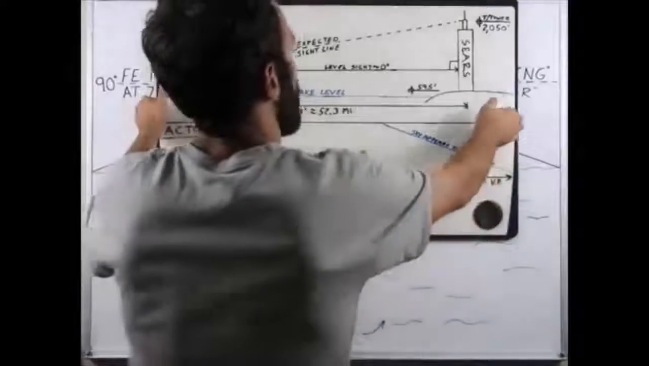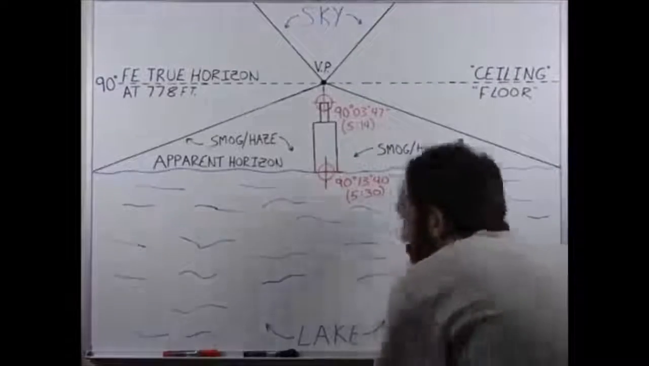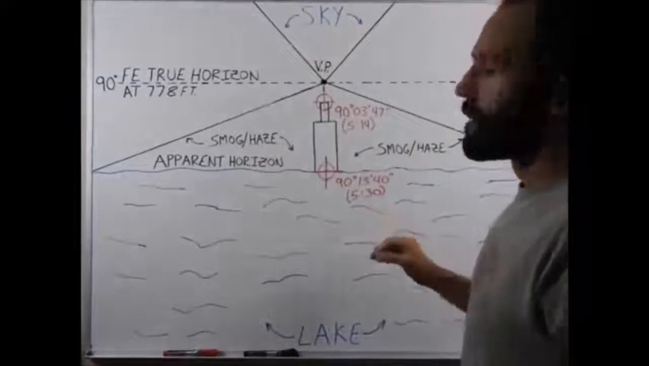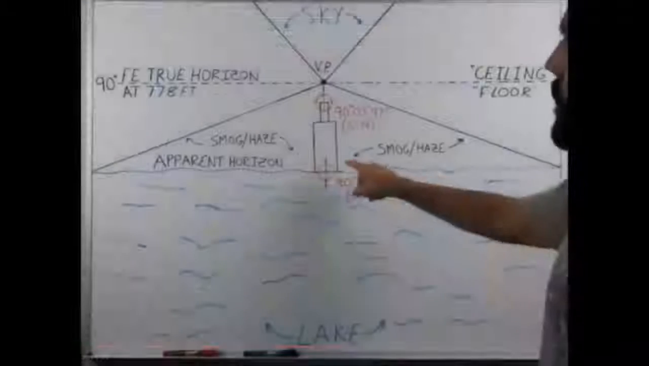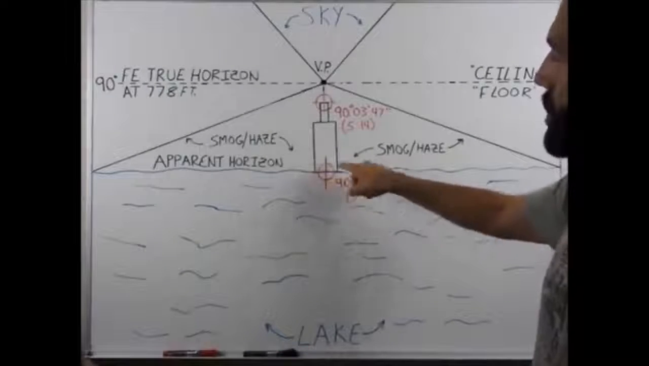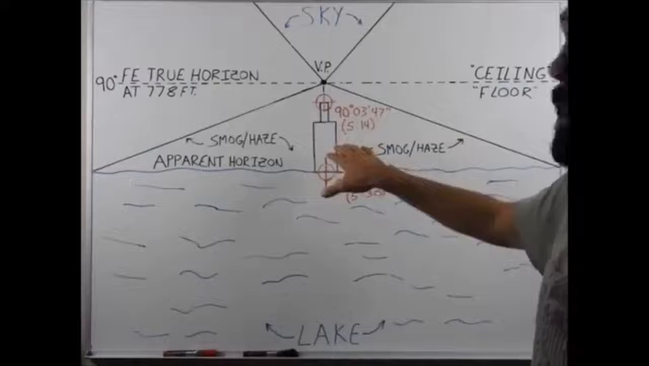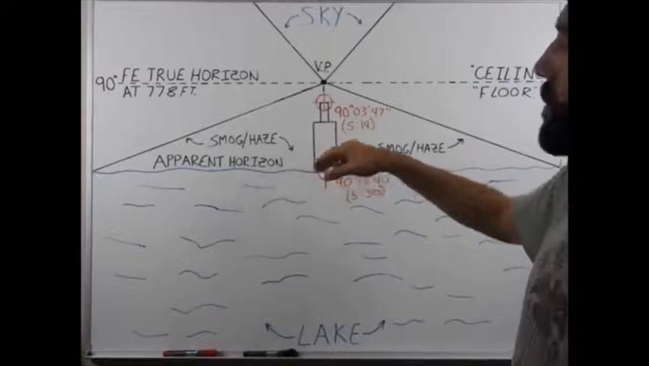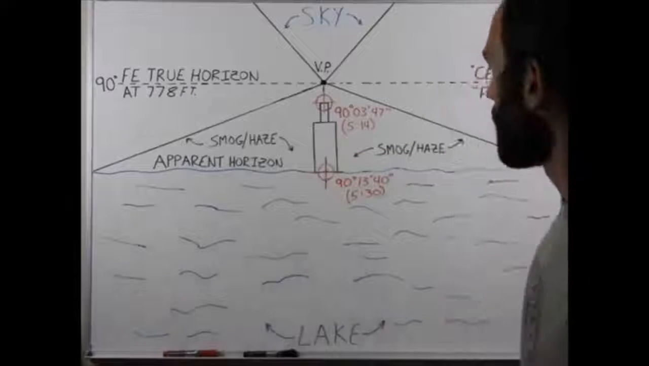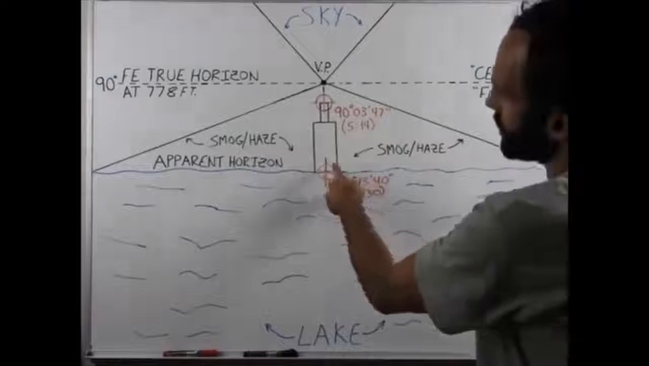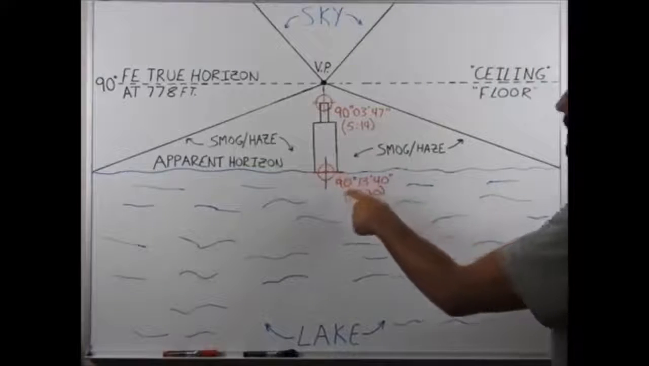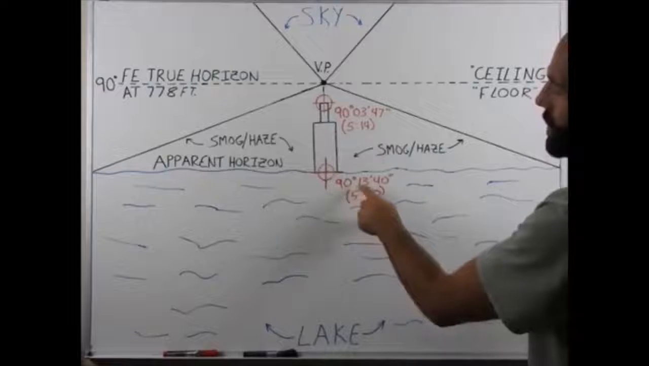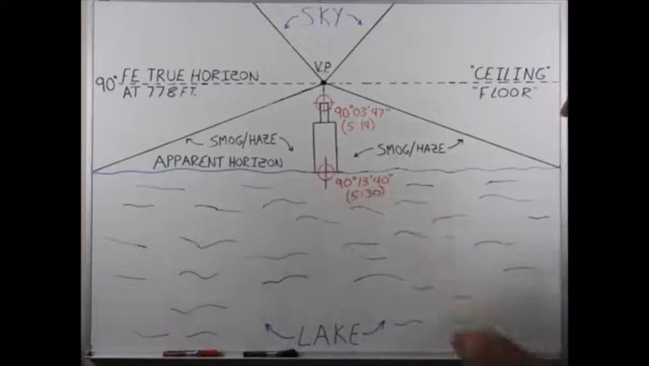So if you watch the video, I've set this board up here based on what you saw at about 5 minutes and 30 seconds. He showed a shot through the theodolite of the crosshair right down here at the base of the building. This is looking across Lake Michigan, okay, from Warren Dunes Park at an elevation of 778 feet. He shot down here to determine the distance to the horizon, and he got an angle of 90 degrees, 13 minutes and 40 seconds.